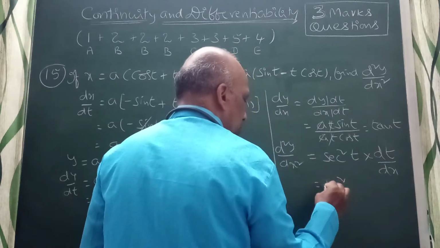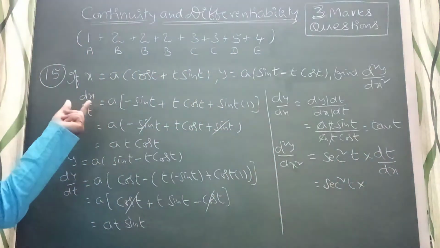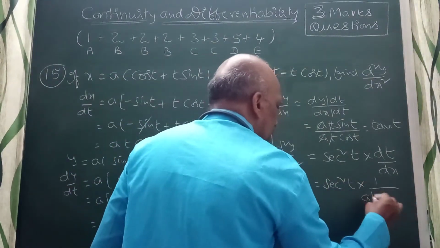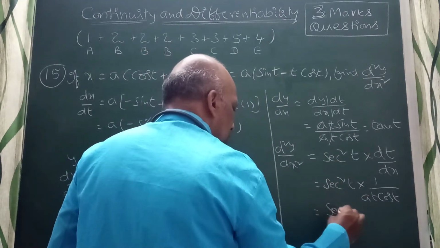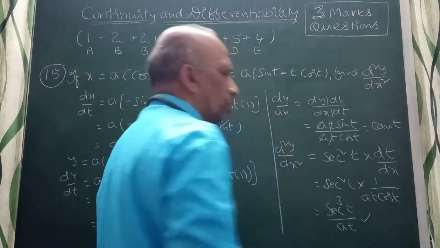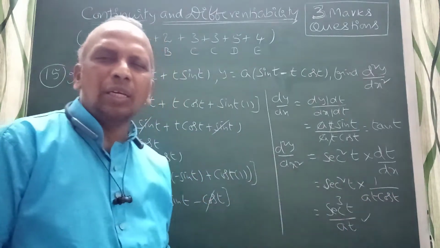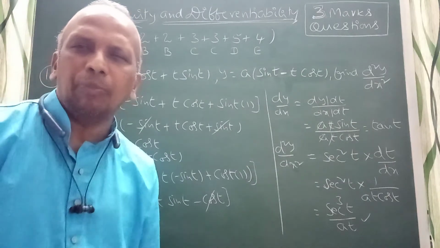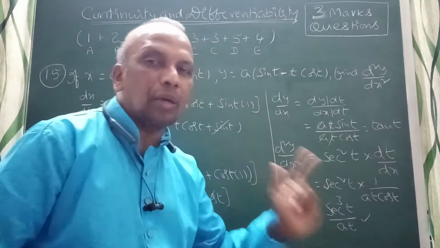Secant square t into dt by dx, which is the reciprocal of this, 1 by a t cos t. Take cos t up, it will come as secant cube t by a t. That will be your answer. Or you can stop here also. Take 1 by cos t as secant t. So secant cube t by a t is your answer. This is a most important problem. Whenever they are asking this problem, most of the people may make a mistake in this part. Be careful.